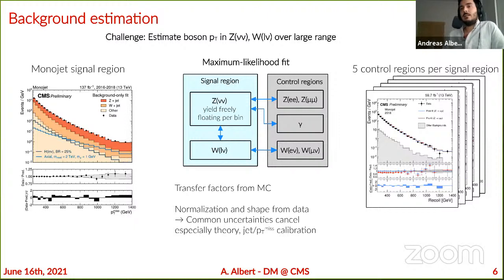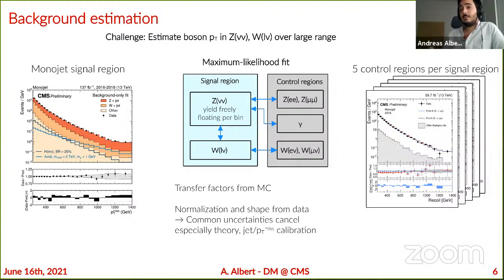And we do this with a maximum likelihood fit with control regions. And the idea is that we pick control samples in data that have processes that are very similar to what we want to constrain. And then we use transfer factors to connect the control regions to the signal regions. Those are the blue arrows here. And the idea is that then we can let the background estimate per bin in the signal region float freely and thus get the kinematic shape of the distributions from the data.